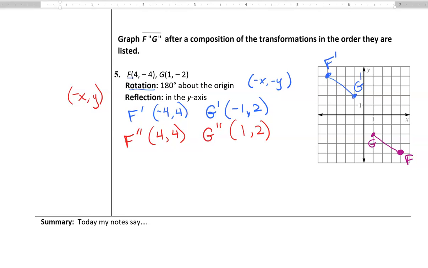Now the reflection, positive 4, positive 4. So the only thing I checked for, make sure I went over the correct axis. So that did reflect over the y-axis. And so there is G double prime. Okay. So if you can do graph and then write ordered pairs down, you can just go through all the ordered pair rules. You really can go through whatever makes the most sense for you. Okay, that is it for composition of transformations.